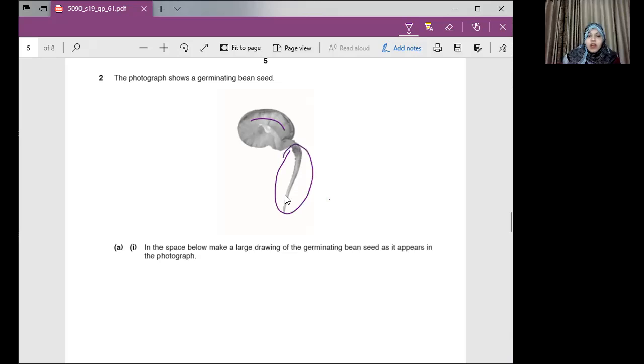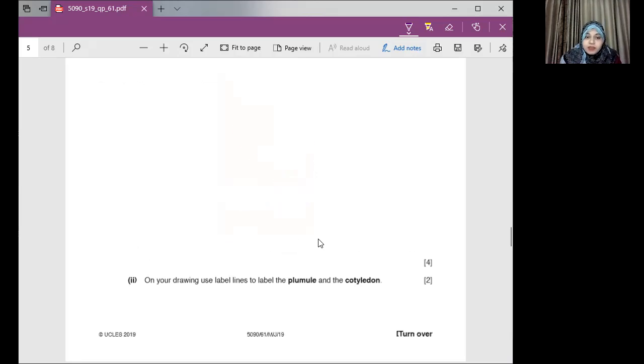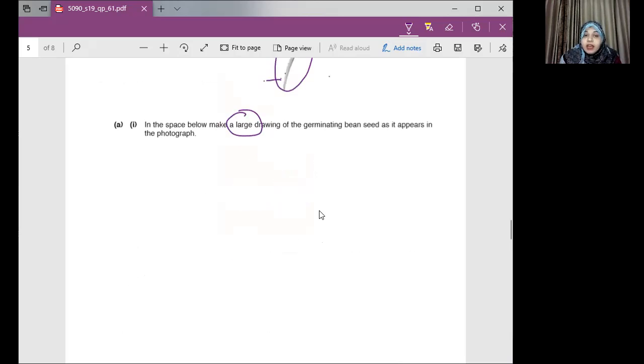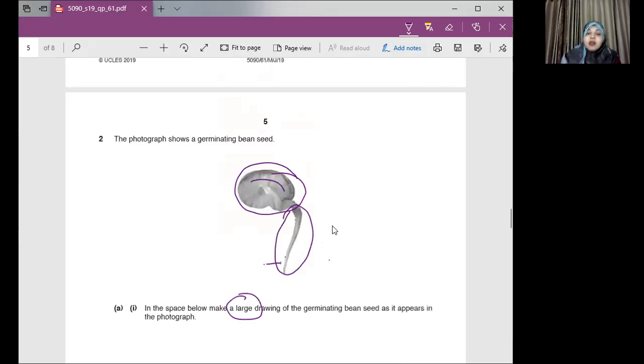It is going straight, a little bit bent toward the center. This portion is not round, it is oval shape. These things the examiner needs. And the most important is a large diagram. You have to cover more than 50% of the space. On your diagram, use a labeled line for the plumule and a cotyledon. The examiner doesn't need it here, but the plumule is this one and the cotyledon is this one.